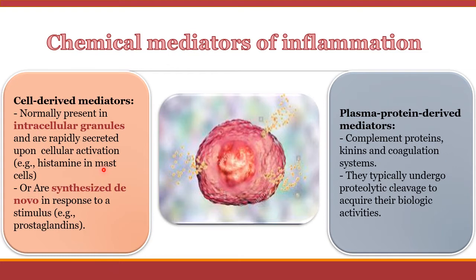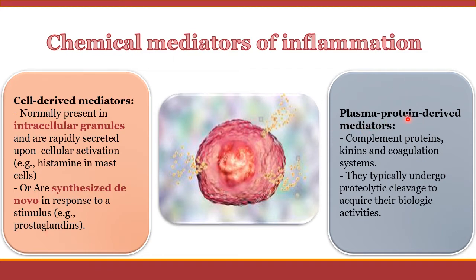The other option for the cell-derived mediators is to be synthesized de novo, like in this new situation of inflammation in response to a stimulus. So they were not stored anywhere before, they were not formed before, but they are synthesized newly in response to some injurious agents. And the best example for that is the prostaglandins.